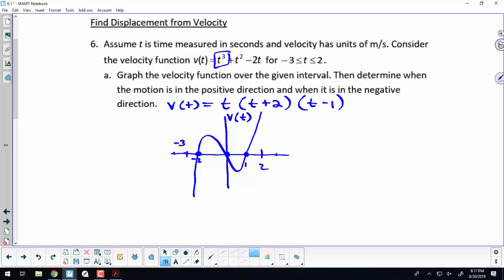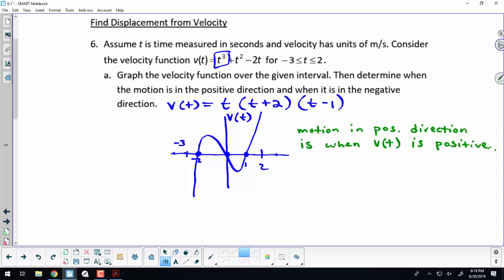Okay, so let's write this here. Motion in the positive direction is when v of t is positive. Okay, so we're just describing now the intervals in which the velocity is positive. And so what are they?